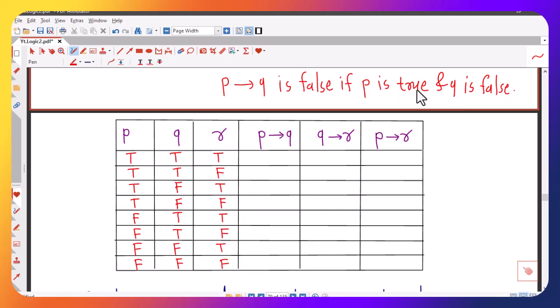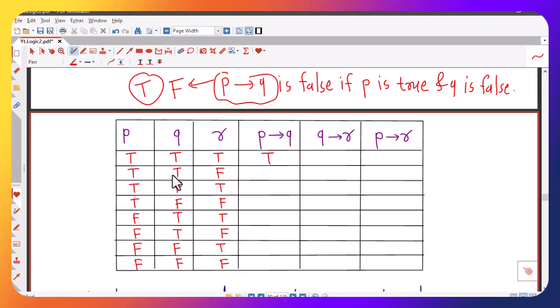Whenever P is true and Q is false, then P to Q has truth value false. In all other cases, it has truth value true. So for P implies Q, we will concentrate here. Here P is true and Q is also true. Therefore P implies Q is true.